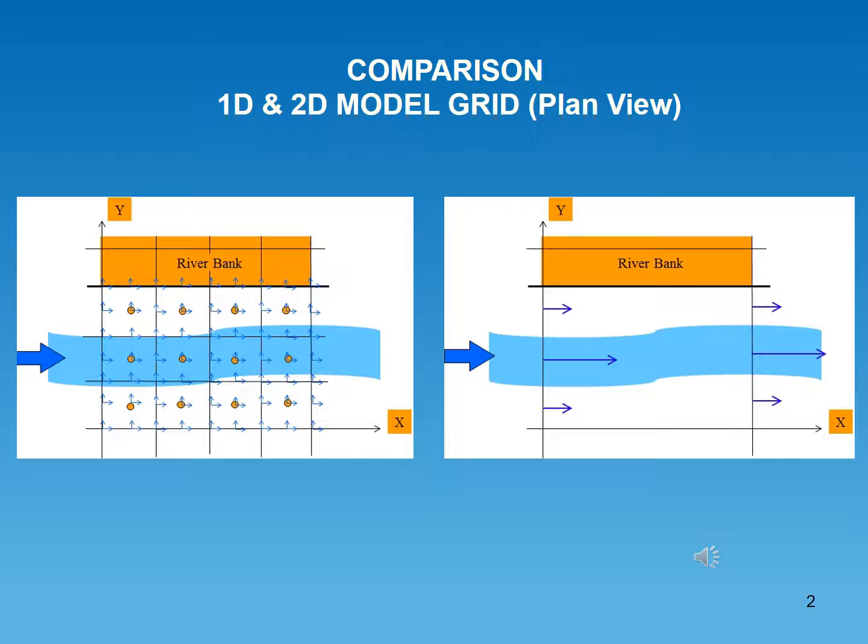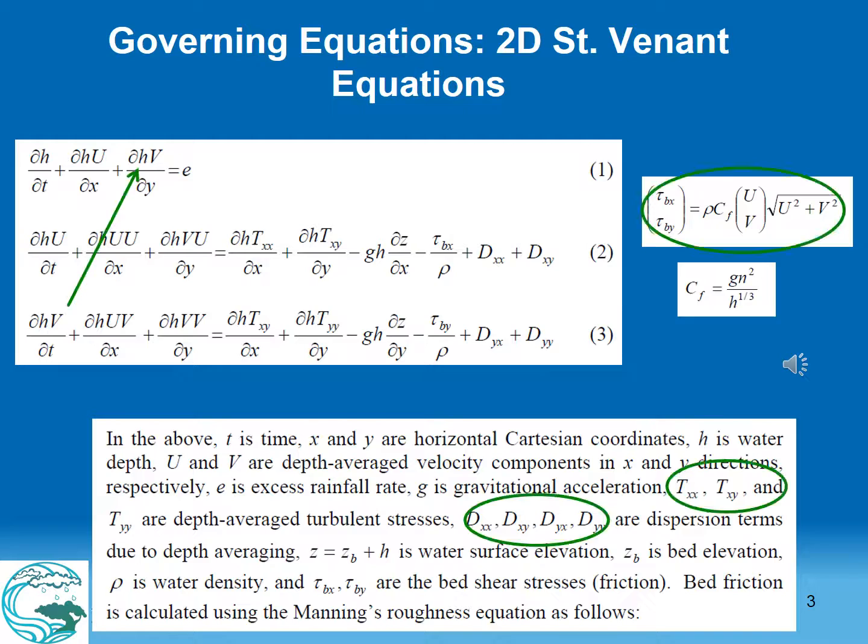Compared to the 1D model, a 2D model has a small size grid. Each grid has nodes and each node has velocity in x and y direction. The 2D model also simulates water surface elevation at the center of the grid. So if you compare 1D and 2D from the grid, you can see the difference in accuracy.